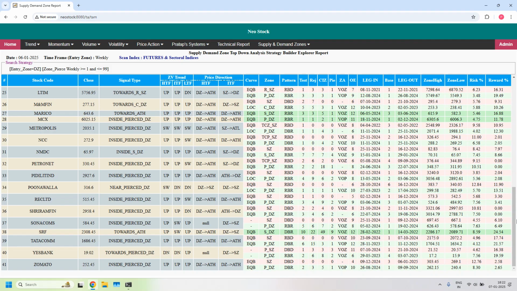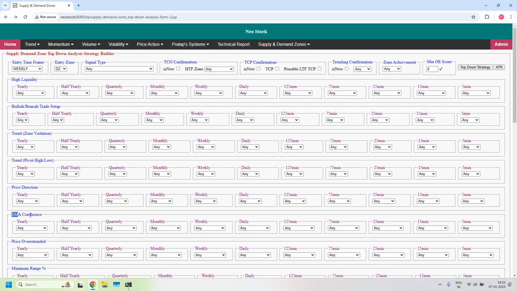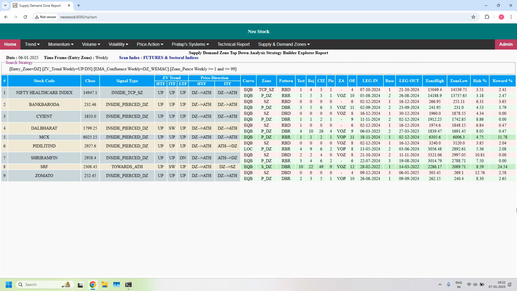Shall we filter how many of these pierced demand zones are having EMA Confluence? That also we will further reduce the list. In the EMA Confluence, weekly time frame, weekly demand zones are having weekly EMA Confluence, and the trend on weekly time frame should not be sideways, it can be up or down. So these 9 pierced demand zones are having weekly EMA Confluence. Okay.